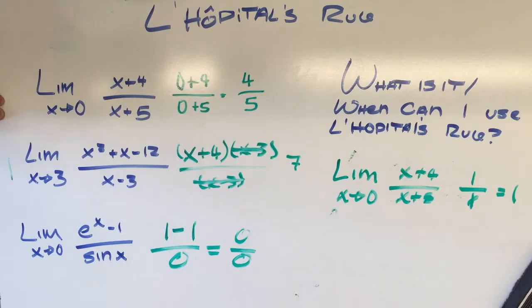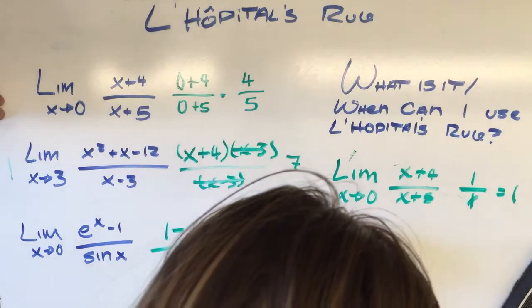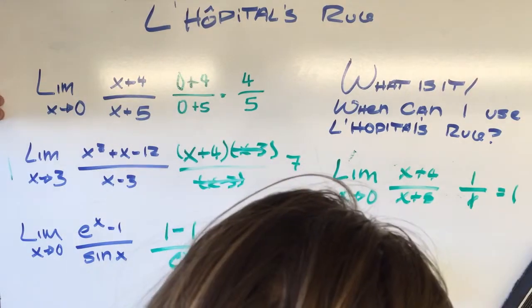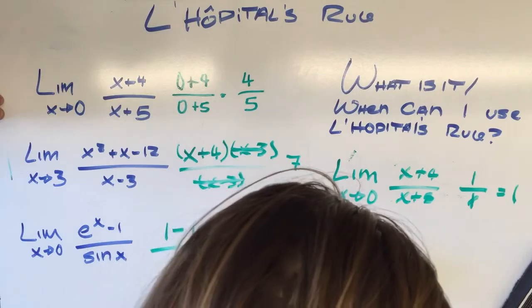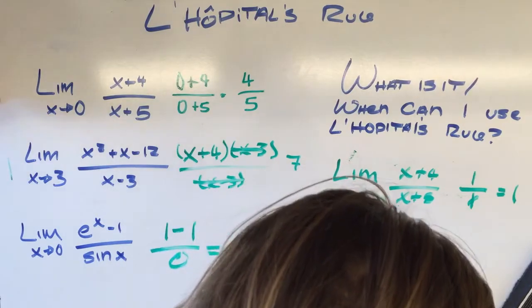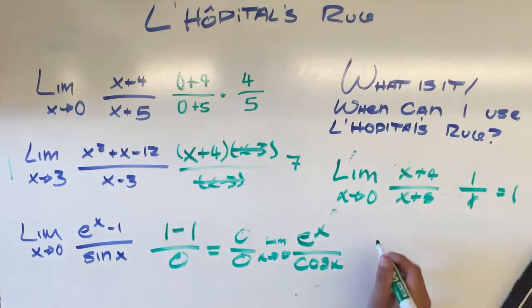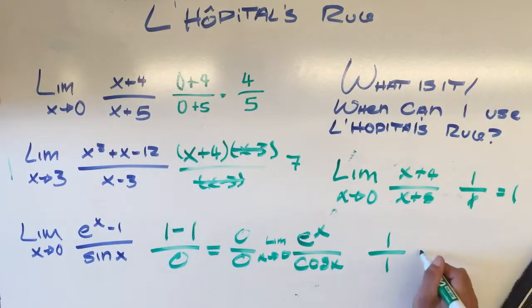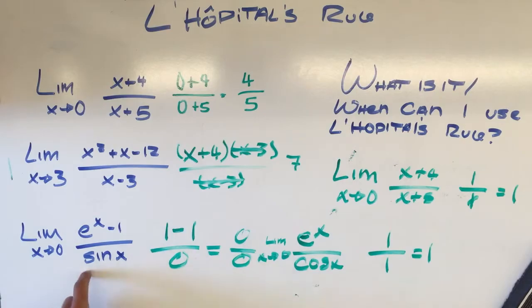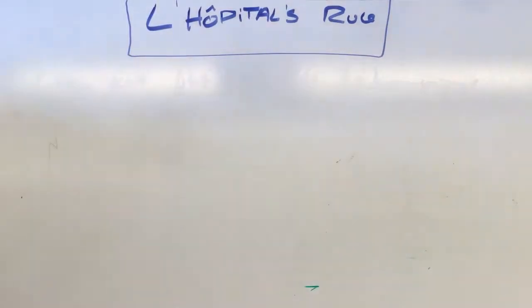Where this does come in handy is for limits like the last one. With L'Hopital's rule, this would come up to e to the x over cosine x, as x goes to 0. And then e to the x is 1, and cosine of 1 is 1, and this equals 1, so you'll be able to solve this limit. Here are a few example problems so you get the idea of how these work.